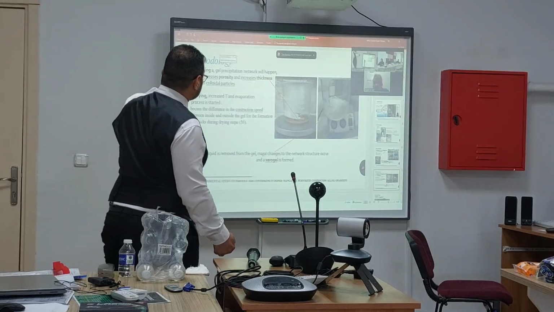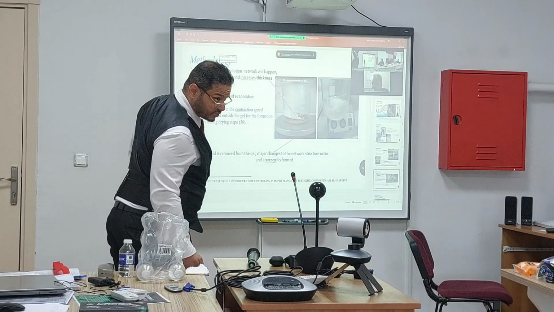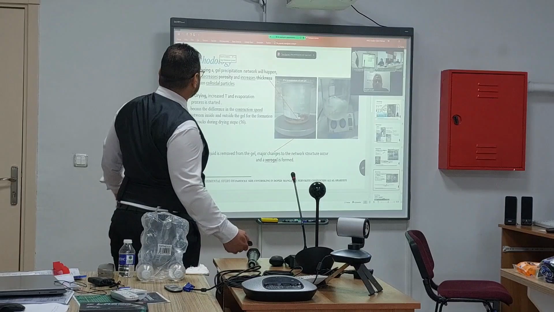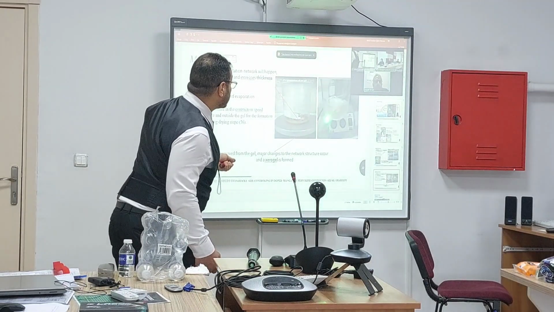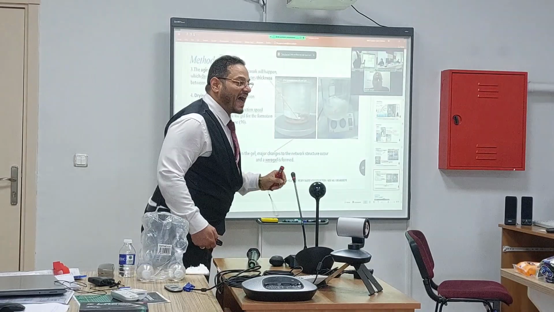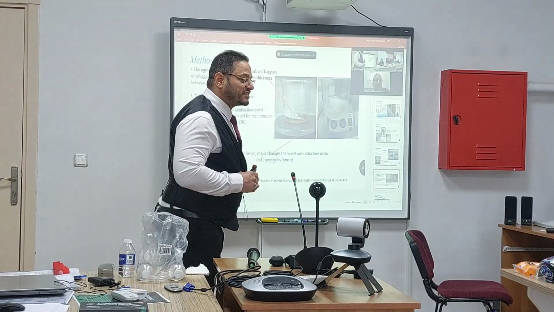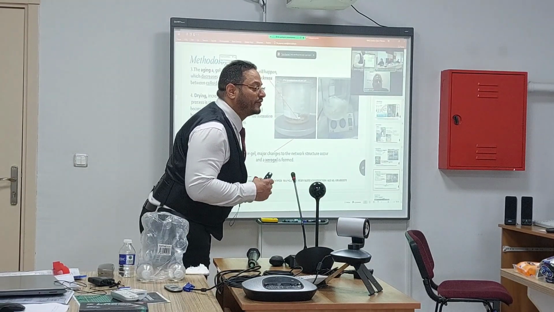Here, in aging, the gel precipitation network will happen. That means the porosity decreases and the thickness increases. Here it's like honey. The magnetic fish is very difficult to move in it.